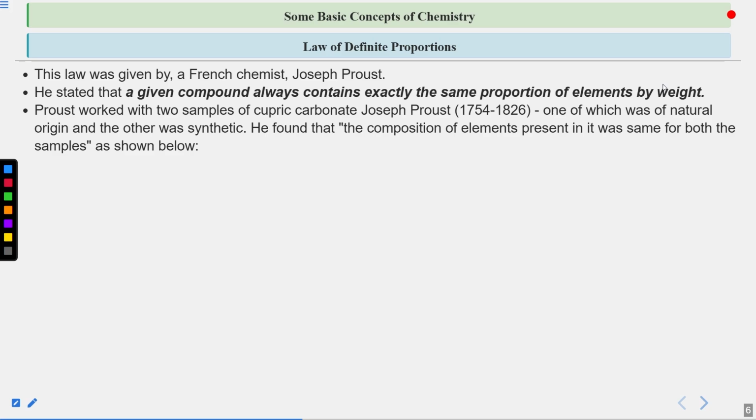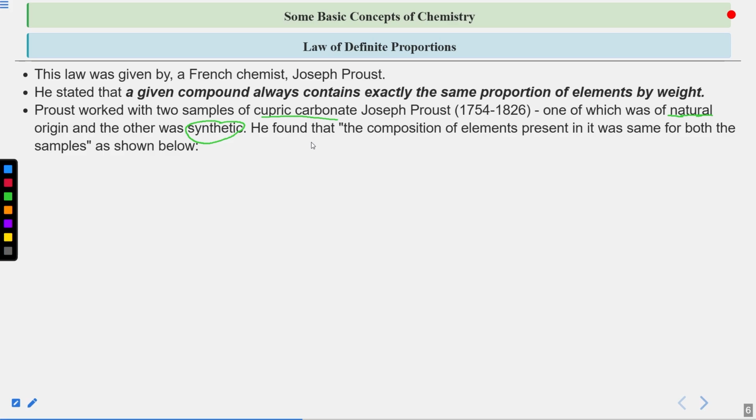Now, water was not studied by Proust. Rather, he took cupric carbonate to study his law of definite proportion. He took 2 samples of this cupric carbonate. One of the samples was prepared naturally, that is, it was extracted naturally, whereas the other was prepared in the lab. So it is a synthetic source of this cupric carbonate.